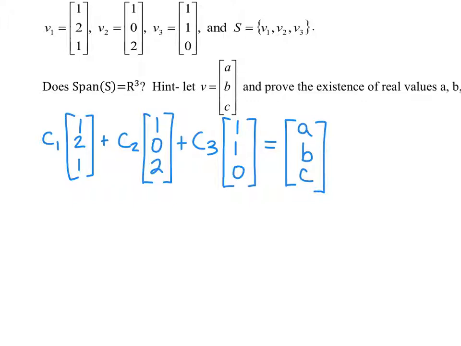Anyway, so this is what we're looking at. We need to prove the existence of a solution. All right. So we go right on down to our augmented matrix.